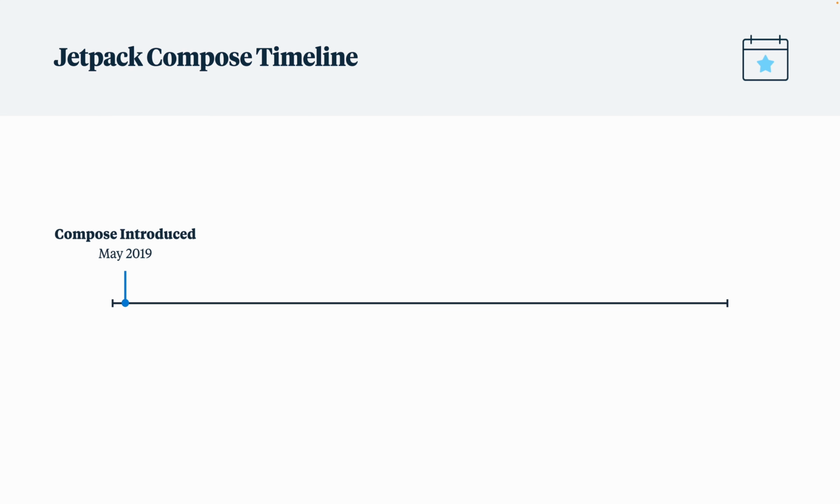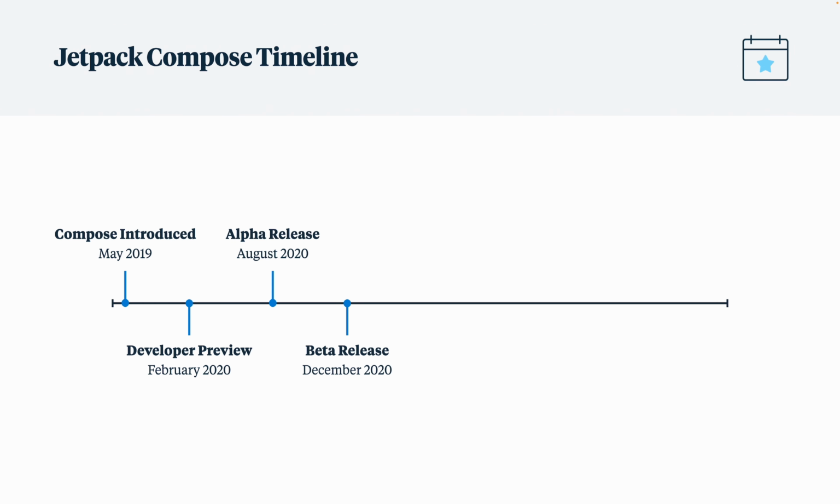In May of 2019, Google announced Compose as an experimental tool for Android UI development, close on the heels of Apple's introduction of SwiftUI. 2020 saw the release of the developer preview, alpha, and beta builds, which marked a more stable set of APIs, but still not recommended for production use. Version 1.0 was released July of 2021, making this a major milestone as it marked the general availability of Jetpack Compose stable for production use.